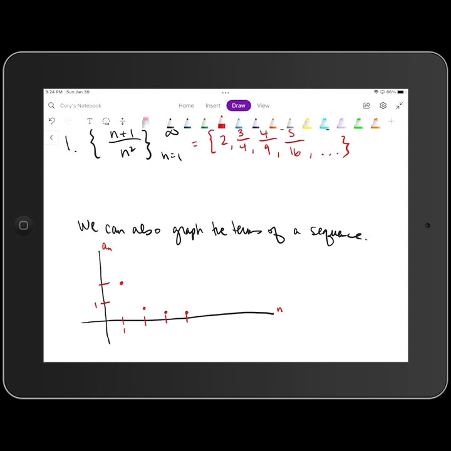And then if our n values were to continue on, where does it look like the terms of the sequence are approaching? Looks like the terms of the sequence are going to wind up getting closer and closer to 0.